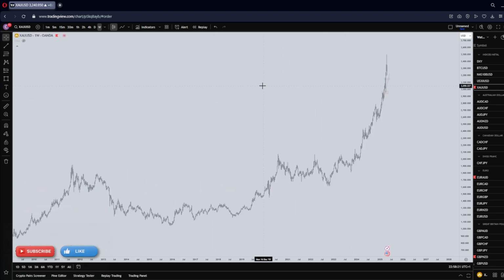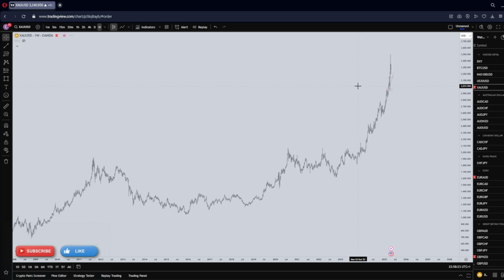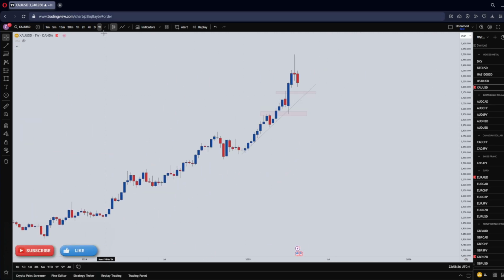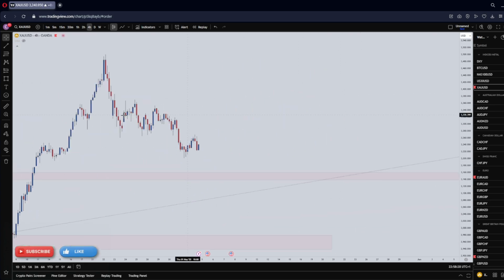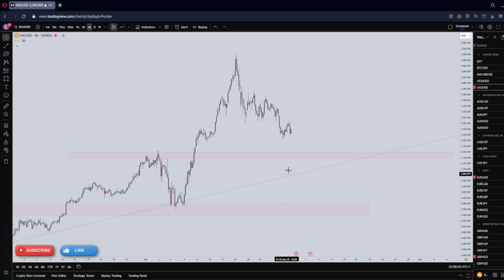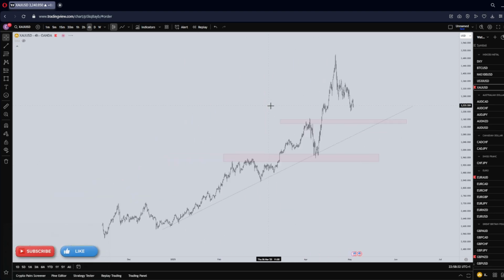So on the weekly time frame, let's look left. Is there anything to the left? No, this is basically all-time highs for gold. Let's go to the 4-hour time frame. So if these are all-time highs, we should be looking at some possible retracement on gold.